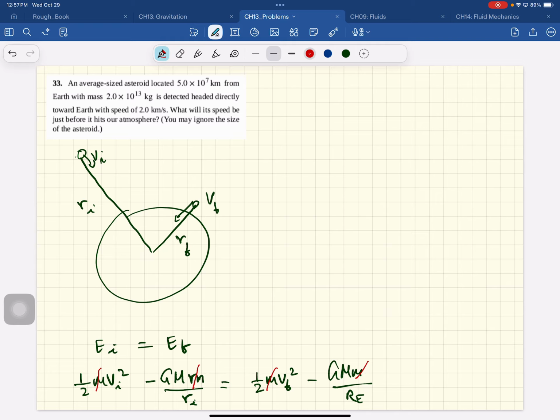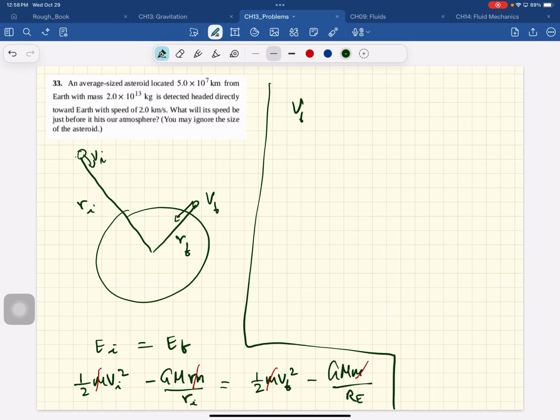What does that mean? Yeah, so the mass of the asteroid doesn't matter. If you threw a tennis ball with that speed, that's the speed with which the tennis ball would hit Earth. Okay? So we are trying to find the final velocity. So we'll multiply by 2.